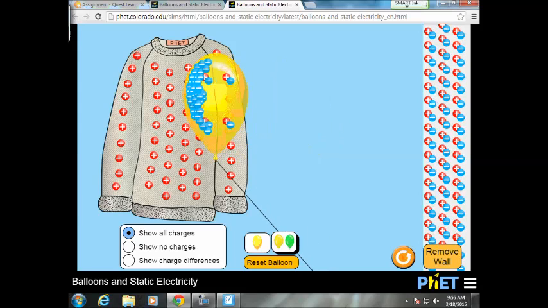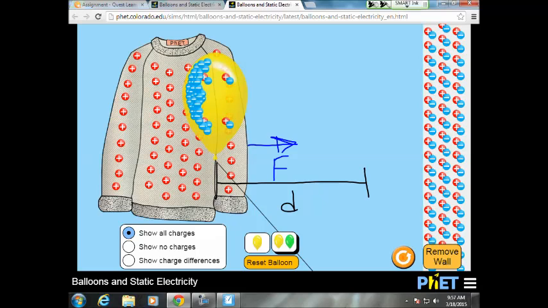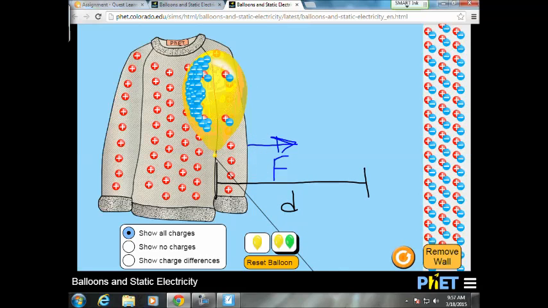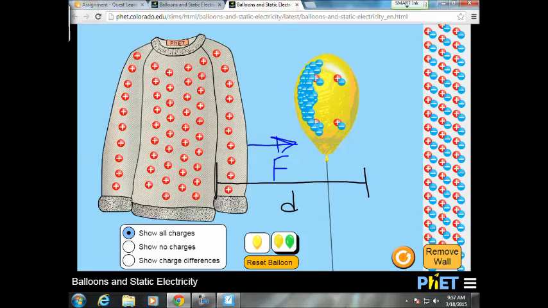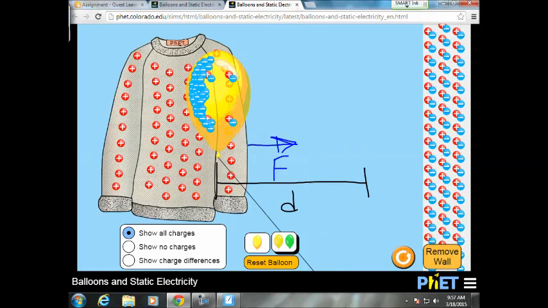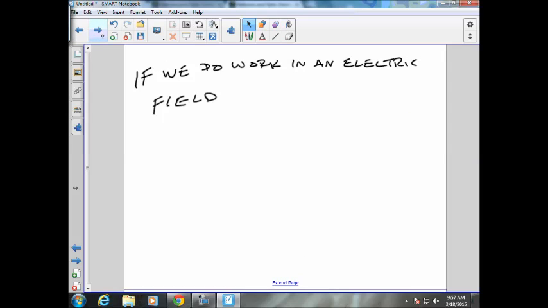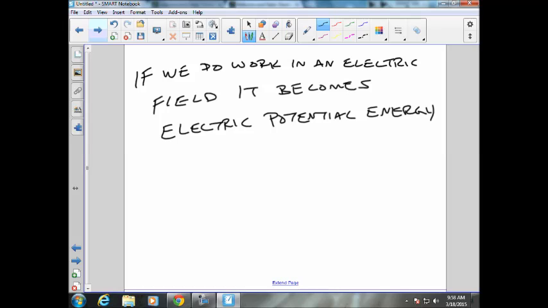But if I apply a force, moving this thing away, and I end up moving it some distance, d, if I apply a force over a distance, I have now done work. And if I do work in this electric field, that means that work turns into, we did work in a gravitational field, it turned into gravitational potential energy. We do work in an electric field, it becomes electric potential energy.